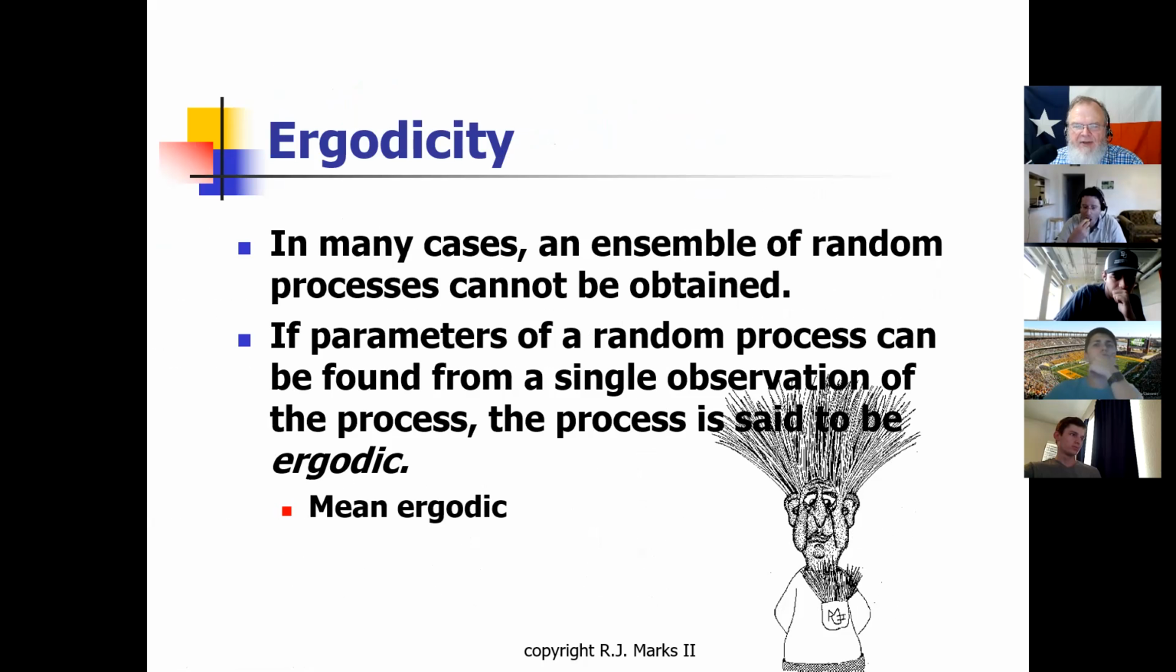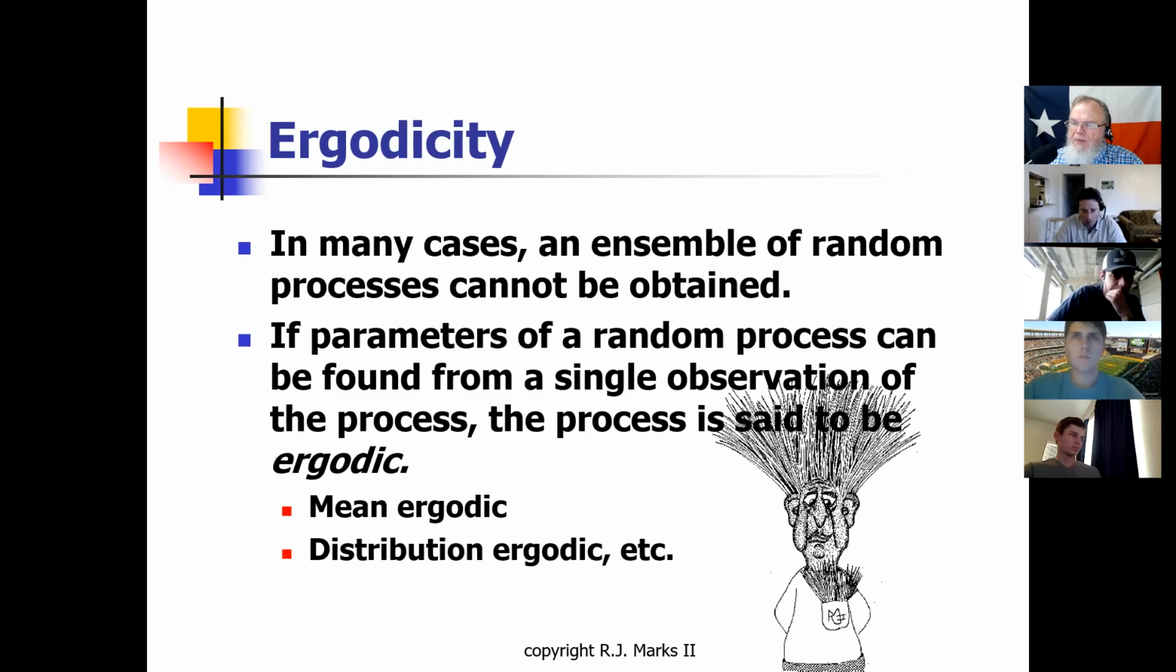And you have different types of ergodicity. For example, you want to compute the mean of a stochastic process. If you can compute the mean of a stochastic process with one observation, one long observation, that's referred to as mean ergodic. And there is also distribution ergodic.